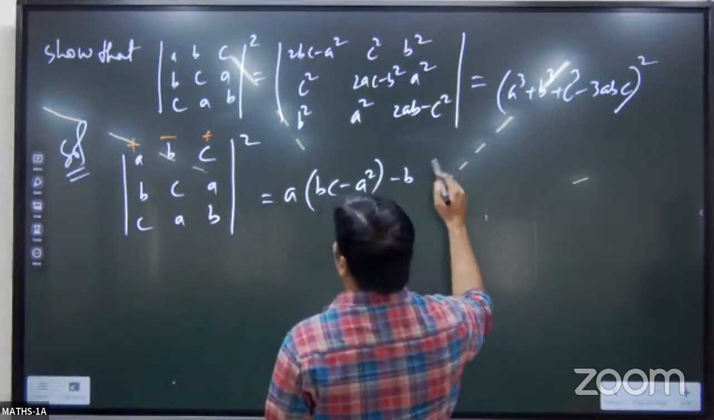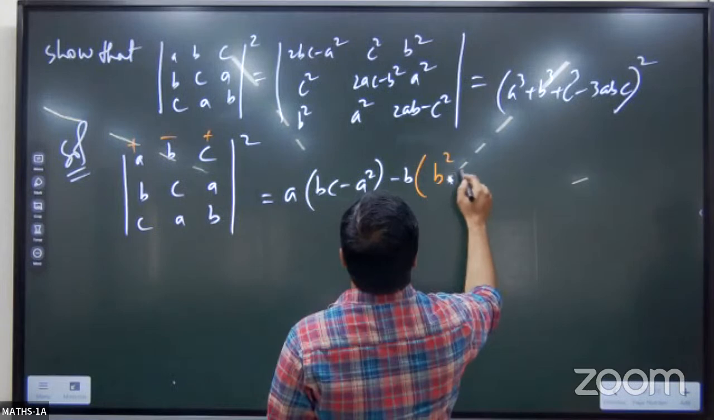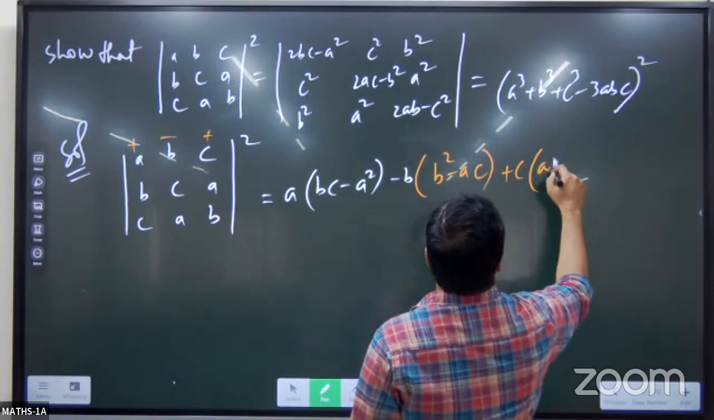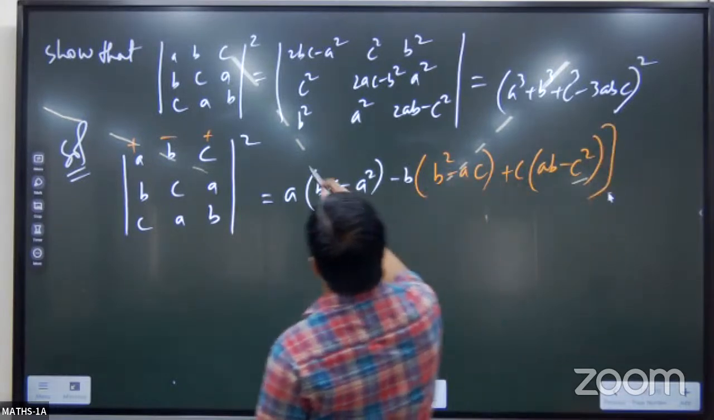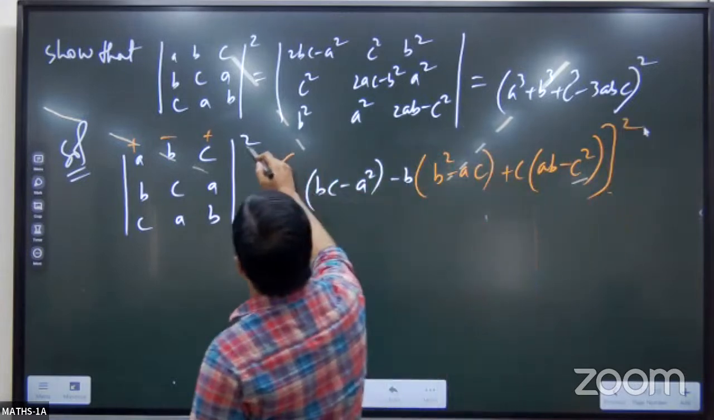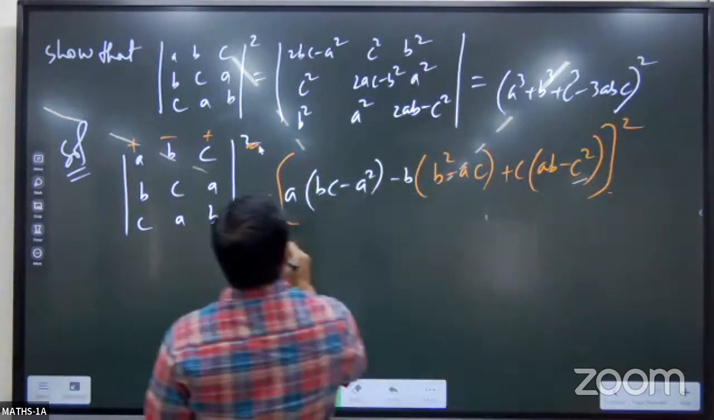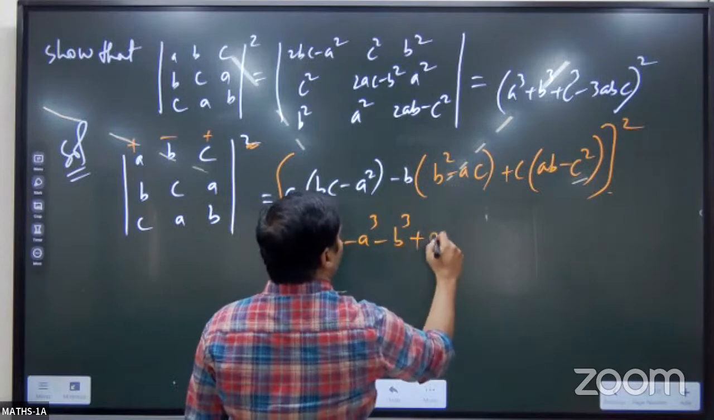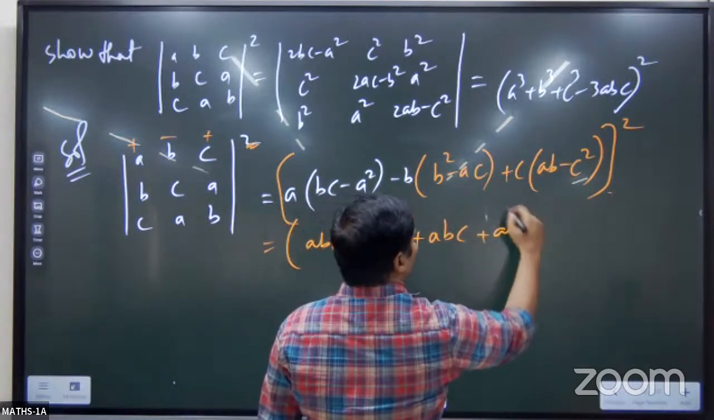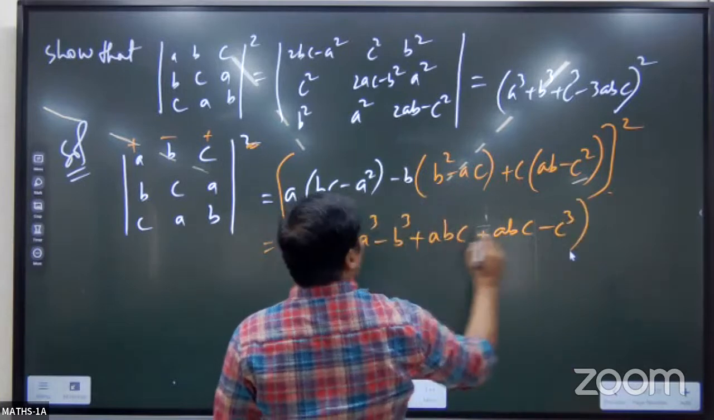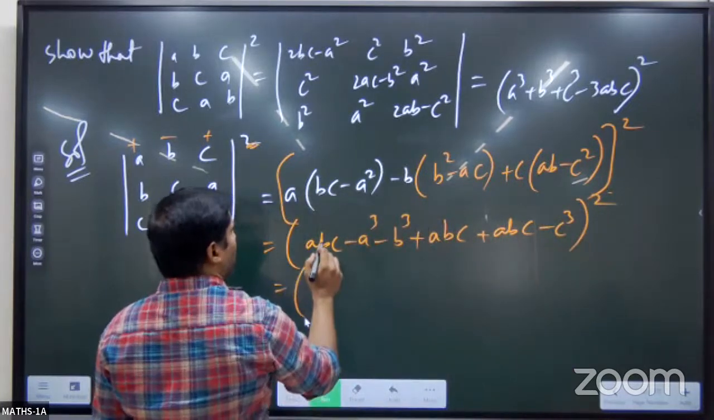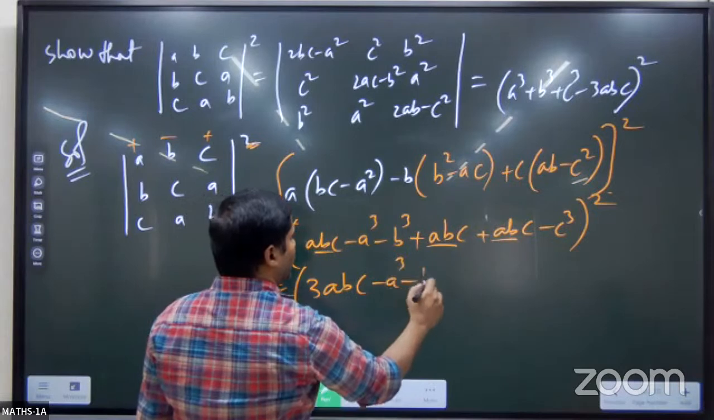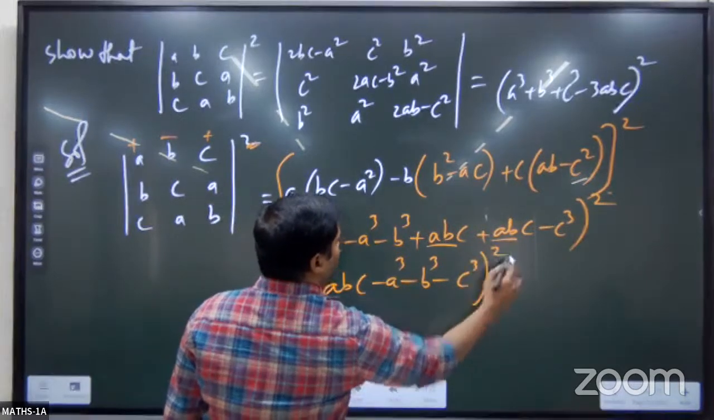Minus B into B square minus AC. Next, plus C into, leaving the row and column it is present, AB minus C square. But this whole thing is under the square, because I'm having whole square here. So that is nothing but ABC minus A cube, minus B cube, plus ABC minus C cube, its whole square, which is nothing but ABC plus ABC plus ABC, 3ABC minus A cube minus B cube minus C cube, and its whole square.